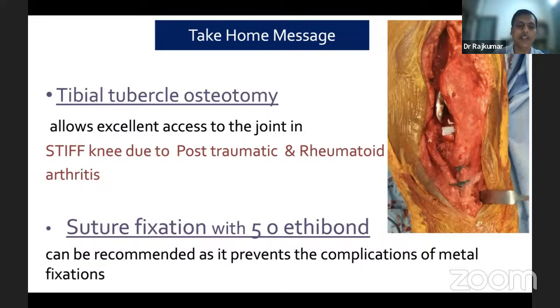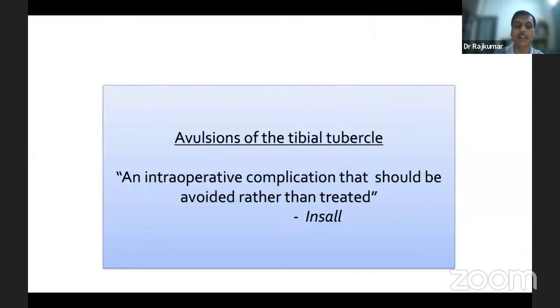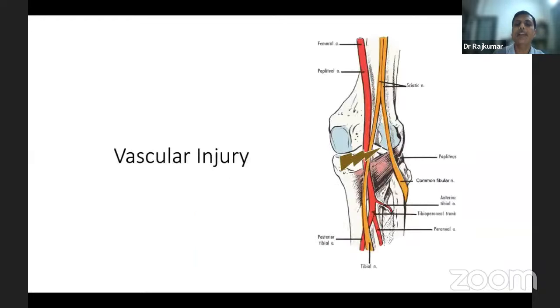So tibial tubercle osteotomy in a stiff knee due to post-traumatic or rheumatoid, excellent procedure. Suture fixation with 5-0 Ethibond. So the take-home message here is try to prevent the avulsion of the patellar tendon rather than managing it, which is not very easy.